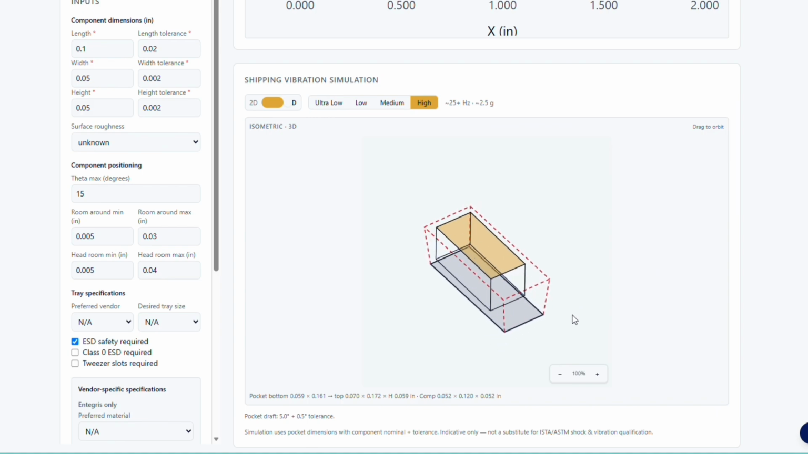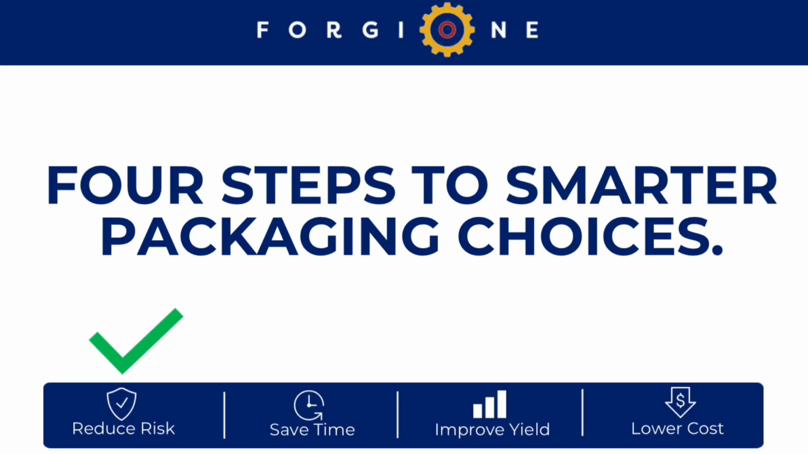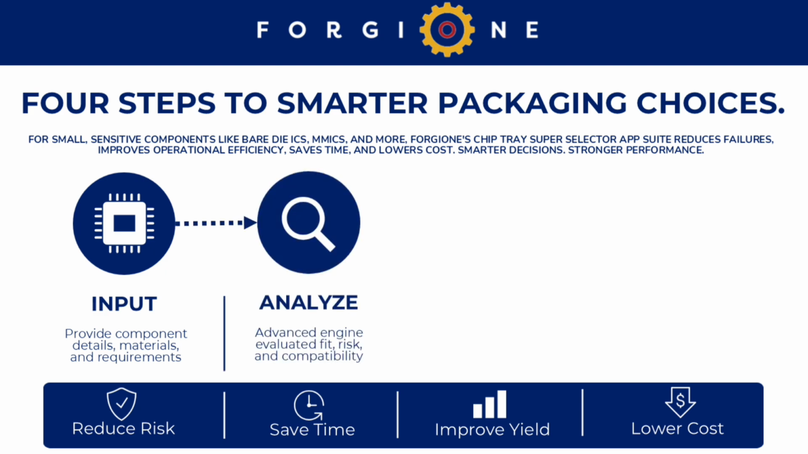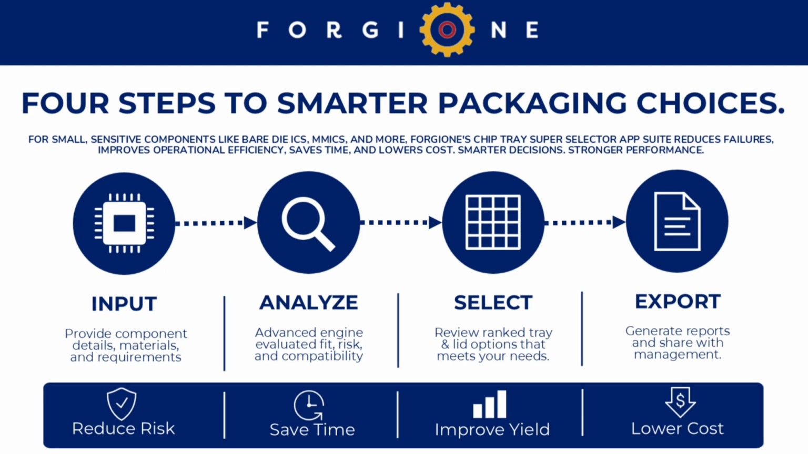There are only 4 steps to smarter packaging choices that will help you reduce risk, save time, improve yield, and lower cost. First, input the component dimensions and tolerance, material requirements, or other restrictions. Next, click the Analyze button to run our advanced engine. Then, review the ranked tray and lid options to select the options that meet your needs. And finally, export the report to share with management or to dictate packaging selection to suppliers.